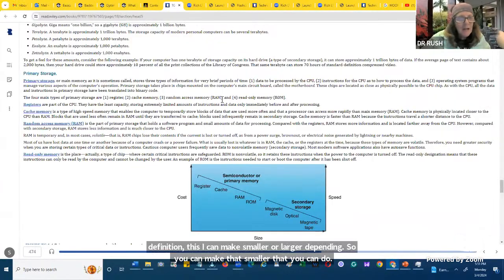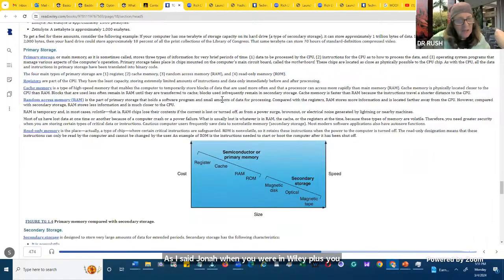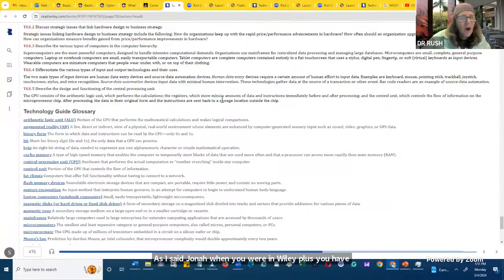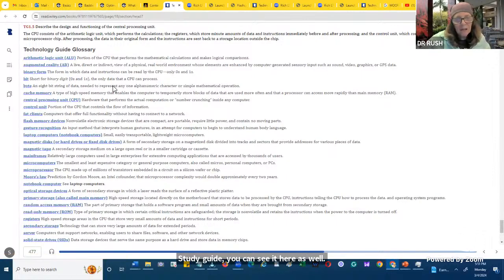As I said, when you were in Wiley Plus, you have this information, but sometimes what's easy, what I suggest you do, is just go to the technology guide glossary. When you see something in the study guide, you can see it here as well. Here on cache memory, it tells you about the CPU, the RAM, the read only memory, and a register.